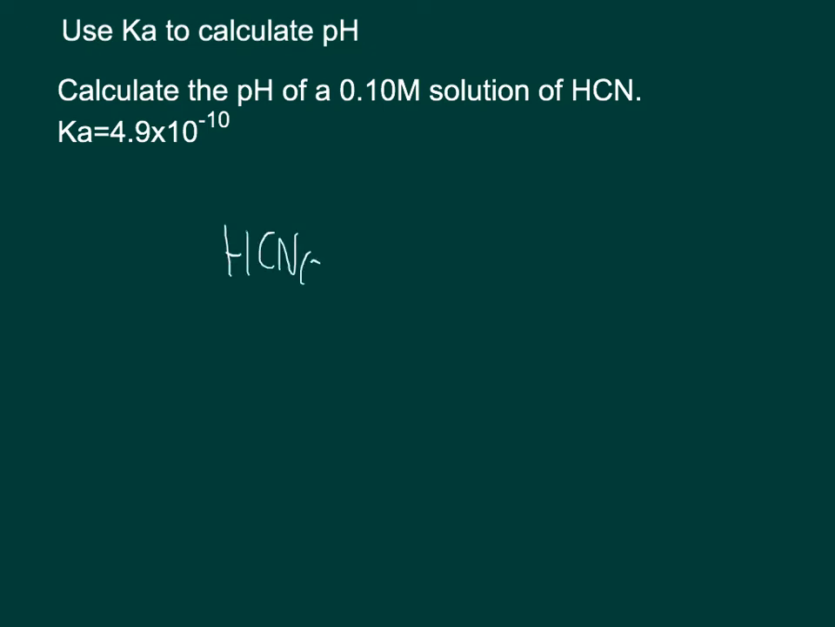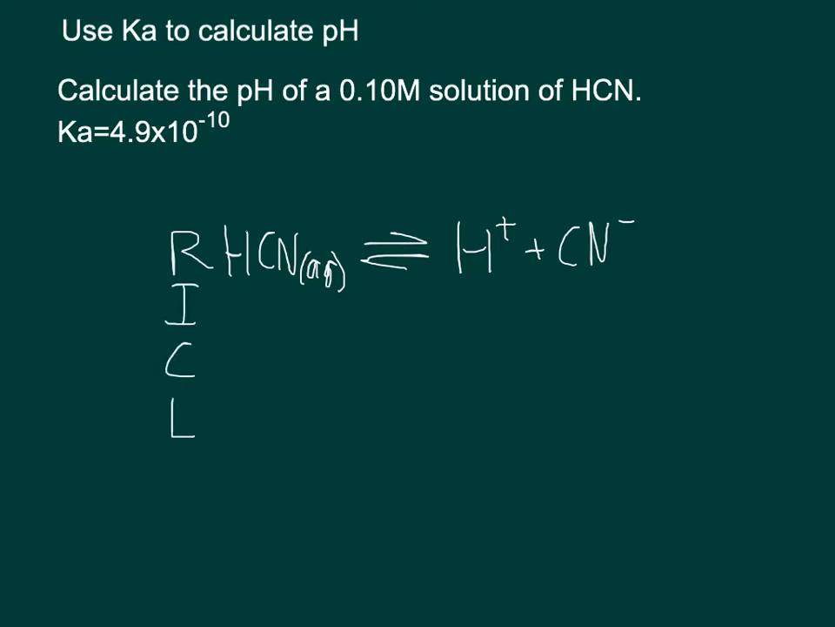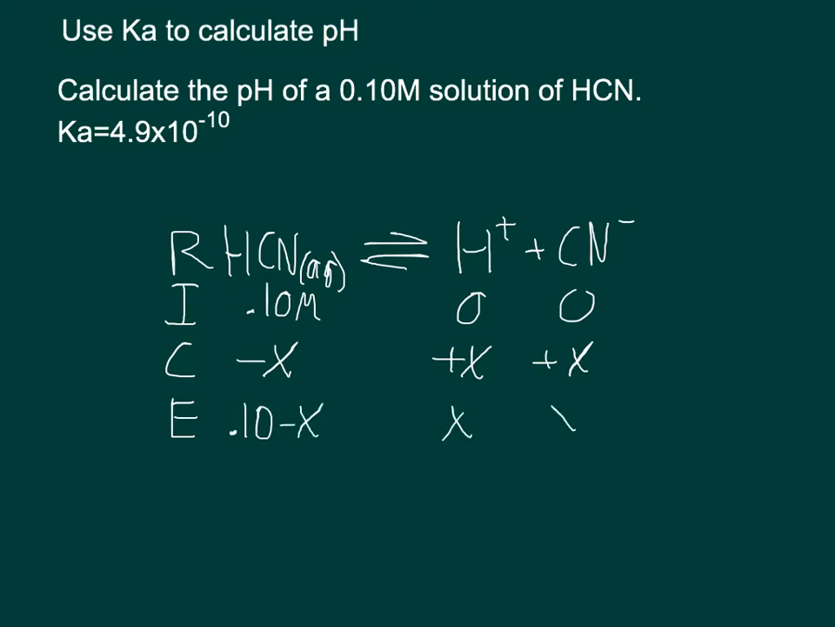HCN, hydrogen cyanide aqueous, is going to reach an equilibrium with the dissociated form H+ and CN-, both aqueous. Okay, and if we set this up in an ICE chart to take a look at what we're dealing with here, we know that our initial concentration is 0.10 molar. We have 0 and 0. For the change, for every hydrogen cyanide we break up, we are going to form 1 H+ and 1 CN-. And therefore at equilibrium we have 0.10 minus x, x, and x.